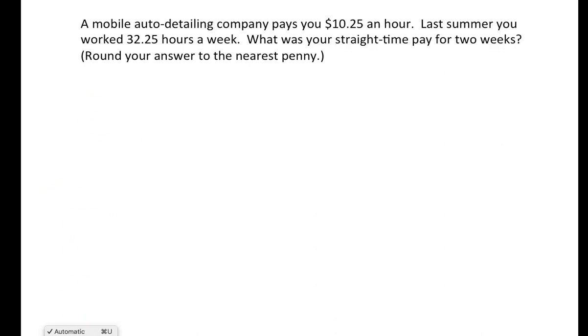On this one, it says a mobile auto detailing company pays you $10.25 an hour. Last summer, you worked 32.25 hours a week. What was your straight time pay for 2 weeks? Okay, so first of all, we know it's straight time pay. So we know that all we have to do to find your weekly pay, since this is telling us how many hours a week, is to take the hourly pay times the number of hours.